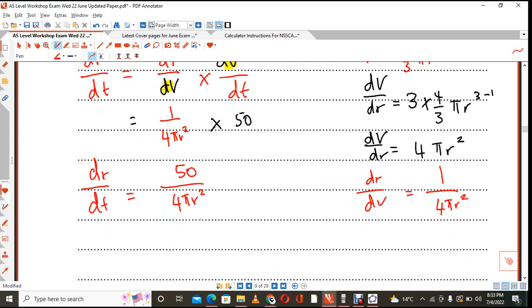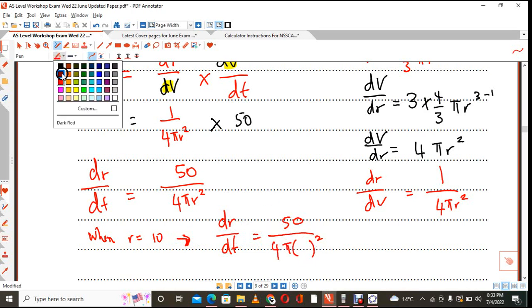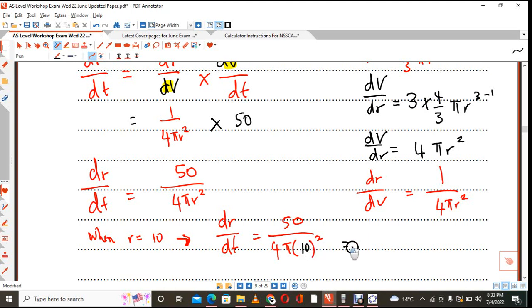But I'm looking for when the radius is 10. Find the rate of increase when the radius is 10. So when r equals 10, that means I'm going to have dr/dt as 50 upon 4 pi, and in here I'm going to put 10. Okay, once you clean it up, you get 1 over 8 pi. That is going to be centimeters per second, because you have got your radius with respect to time.